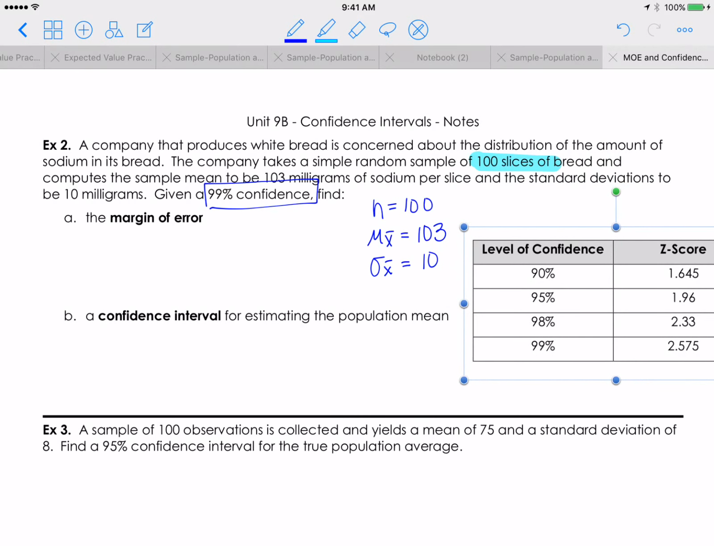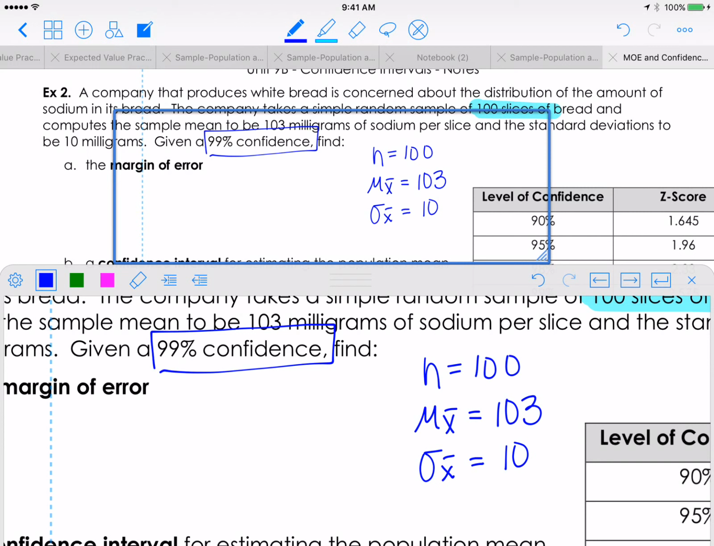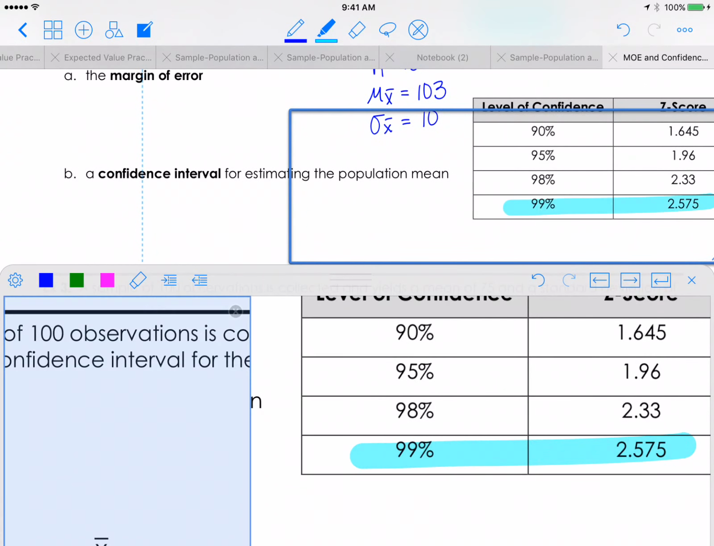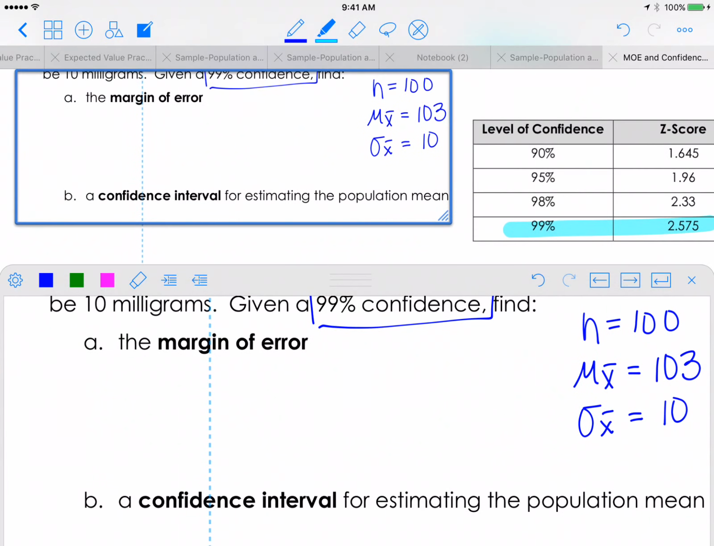Okay, so our 99% confidence. What z-score is associated with 99%? Well, let's come down here and we see that 99 has 2.575. So then our margin of error, remember our formula, says plus or minus. So we're just finding our margin of error before we're even adding it or subtracting it from our mean. That's where our confidence interval comes from.